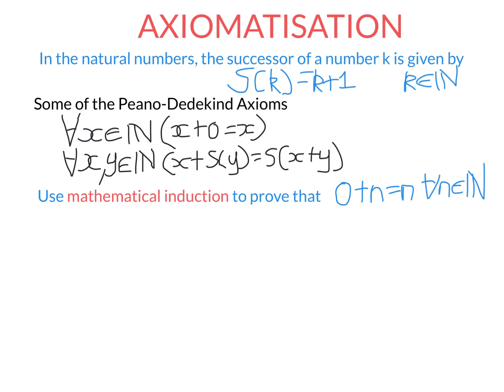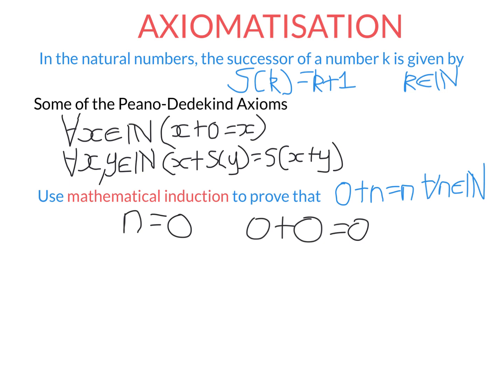The first thing we're going to do is we're going to prove it's true for n equals 0. So if n equals 0, we just have 0 plus 0. So by this first axiom here, x plus 0 equals x. So this is like our x. X plus 0 just equals x. So we have proved it is true for n equals 0.